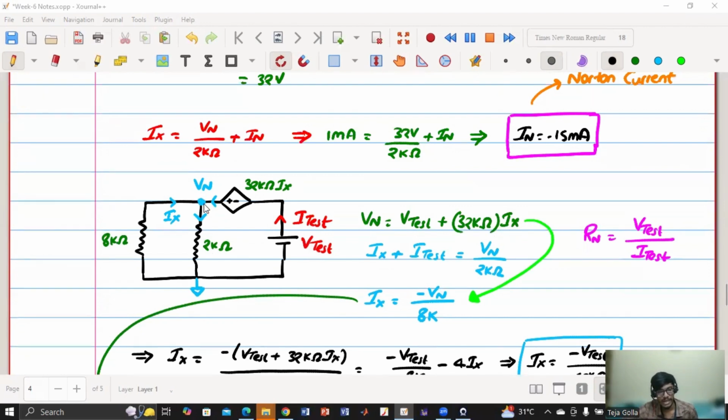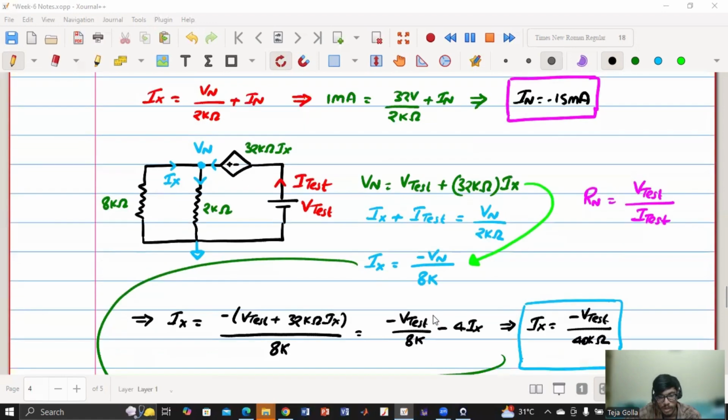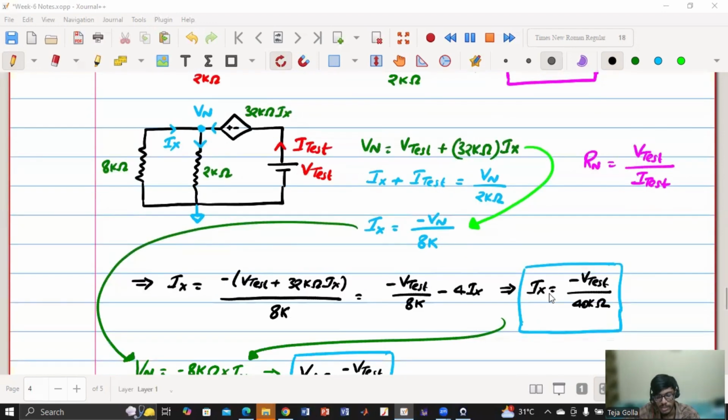Then I have applied KCL here, which is Ix plus this I test is equal to the current flowing in this, which is Vn by 2 kilo ohm. Then Ix is nothing but 0 minus Vn by 8 kilo ohm. So first I have substituted the value of Vn in this expression. So I get Ix equals minus of Vn, which is V test plus 32 kilo ohm by 8k. If I do the simplification, I'll be getting minus V test by 8k minus 4Ix. So from this, I'll be getting Ix equals minus V test by 40k.